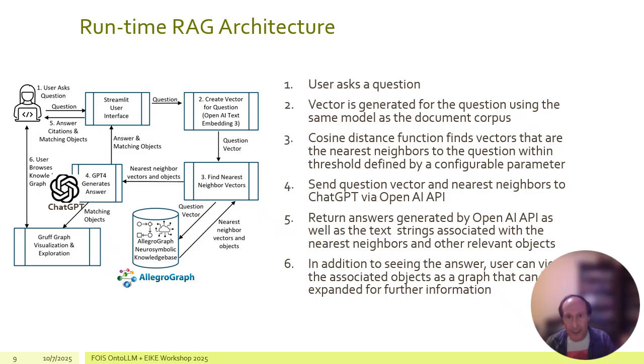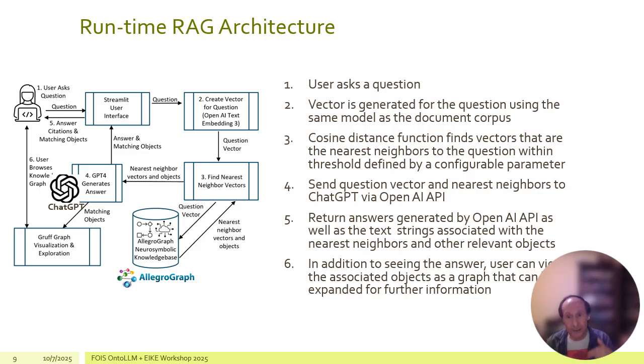Then if we don't find any vectors in the corpus that are within the threshold defined by our parameter, it fails. And the RAG just says, I can't answer that question. And we may then go back and tweak the parameters. And in the second video, I'll show you the interface for how that looks.